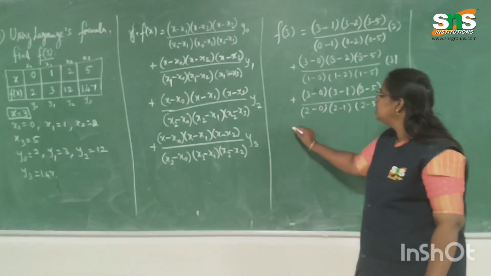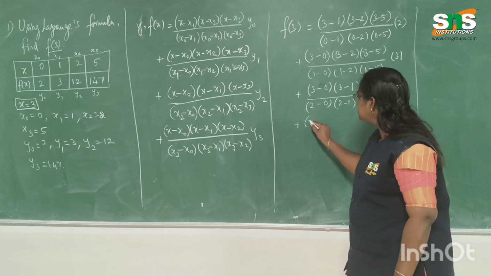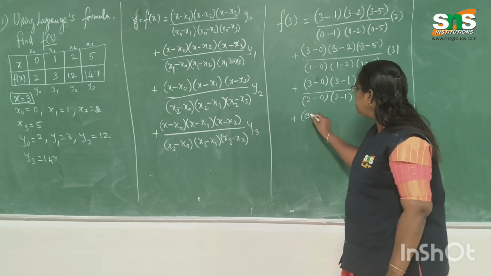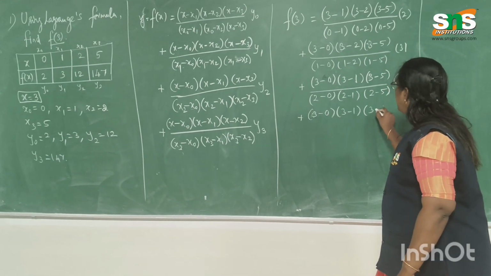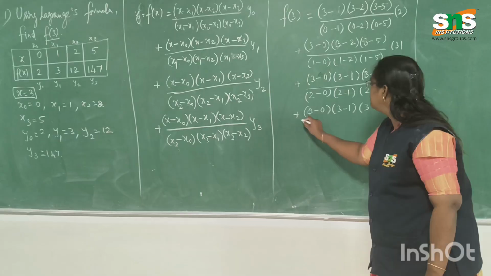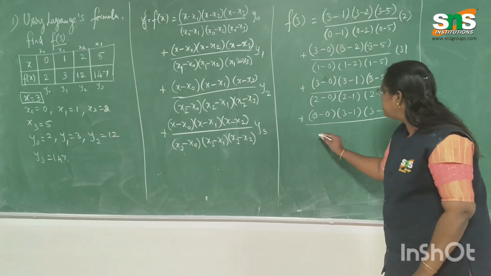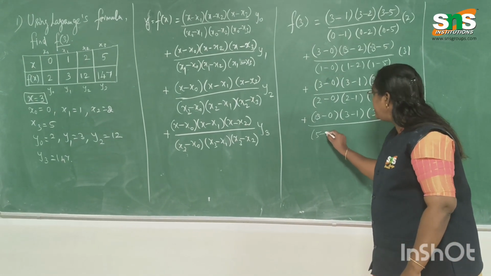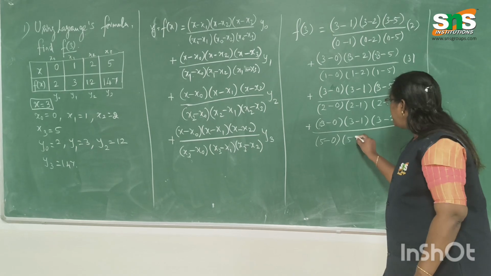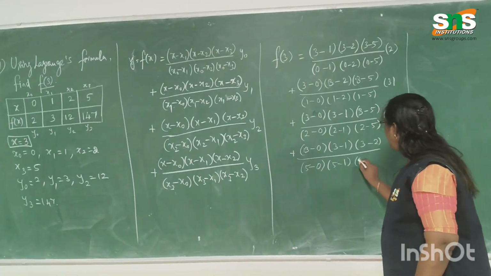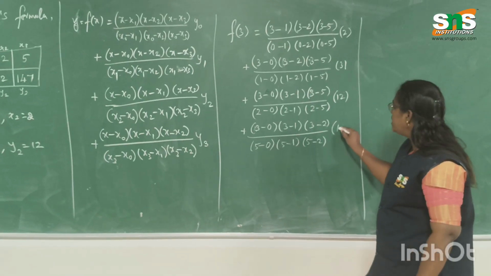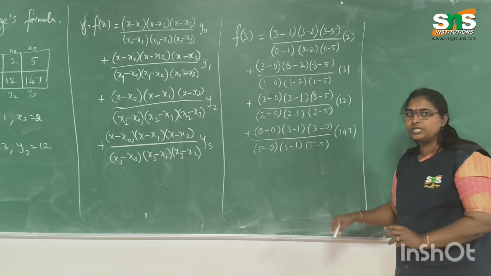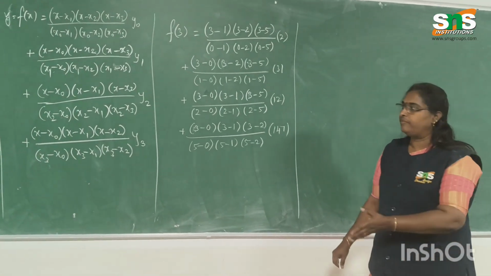Next, for the final term, x value is (3 minus 0)(3 minus 1)(3 minus 2). We omitted the number 5, so here we write (5 minus 0)(5 minus 1)(5 minus 2), into the last value 147. I have replaced all the values.